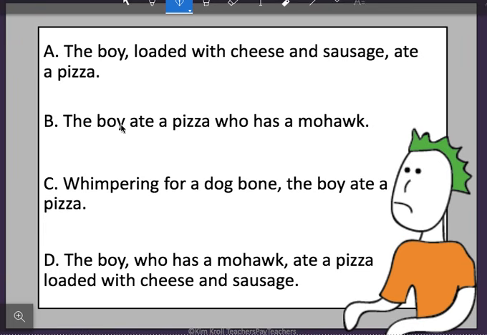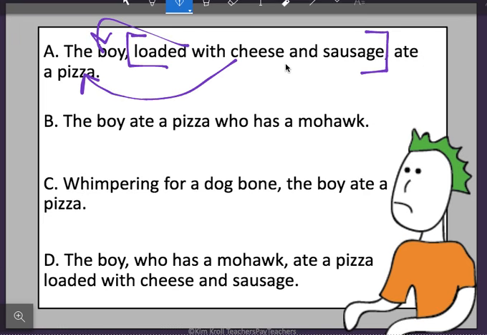So A, the boy, loaded with cheese and sausage, ate a pizza. Well, our modifier is loaded with cheese and sausage. It's an unnecessary description. So, it's right next to the boy. The boy is loaded with cheese and sausage. However, this should be talking about a pizza. The pizza should be loaded with cheese and sausage, we would hope, not the boy.